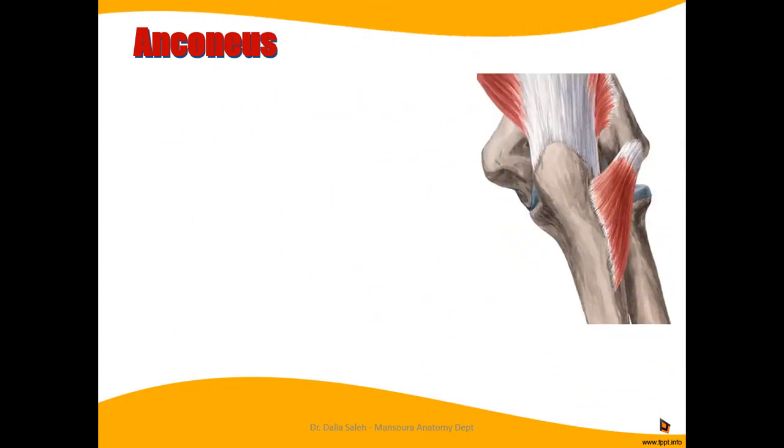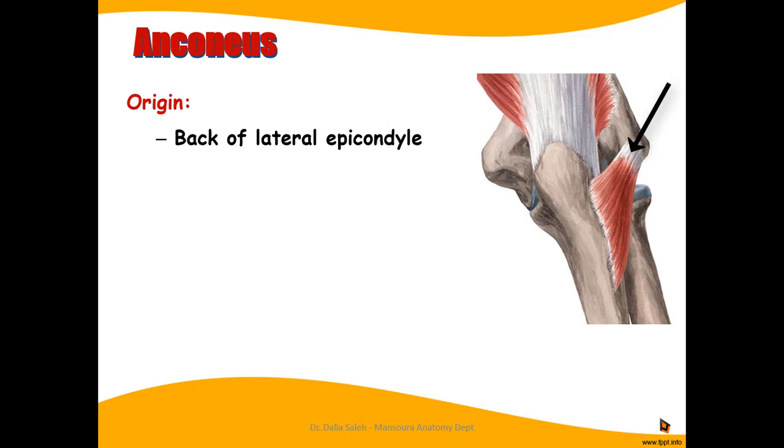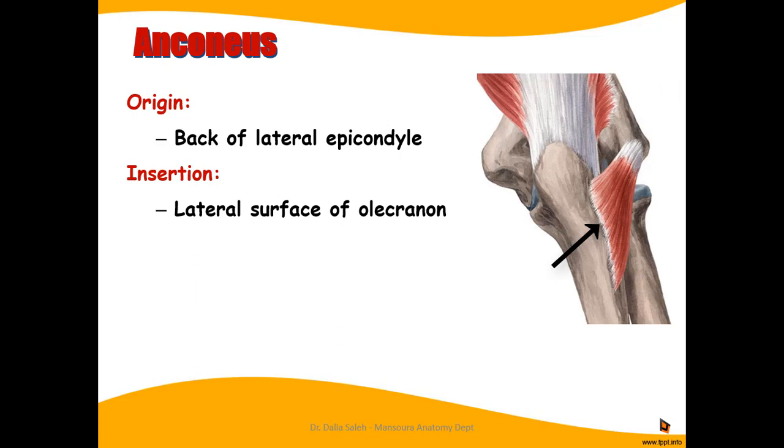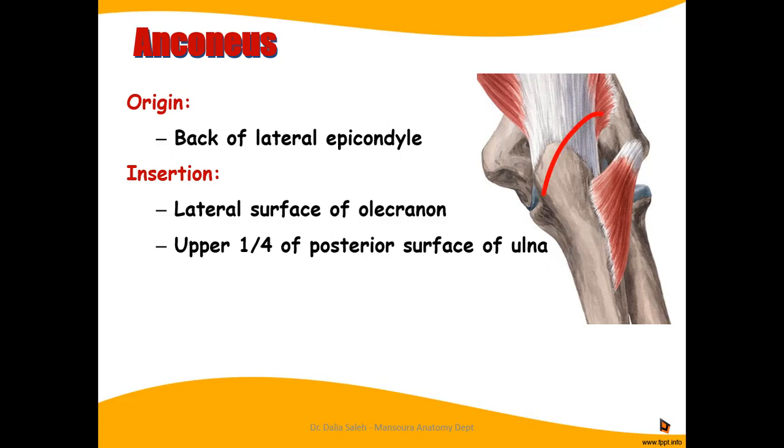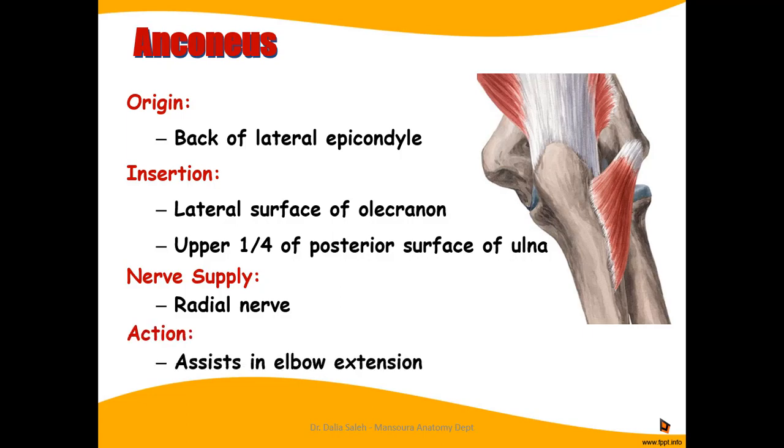The anconeus muscle takes origin from the back of the lateral epicondyle of the humerus and its insertion into the lateral surface of the olecranon process of the ulna, and also at the upper fourth of the posterior surface of the ulna. So this muscle is short and is confined only at the elbow region. Its nerve supply is from the radial nerve, and it helps in elbow extension.